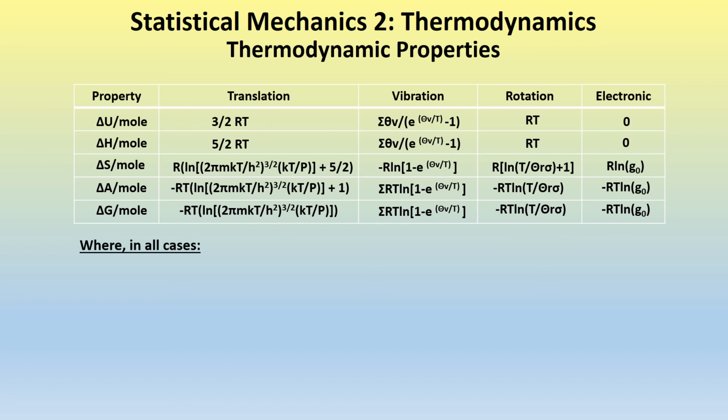The sigma in the rotational energies is the symmetry number. As mentioned before, these are intrinsic to molecules and will be given. G0 is the degeneracy of the ground state as stated. This is also intrinsic and given, or you can determine it yourself through the term symbol of the ground state. It is essentially the spin multiplicity.